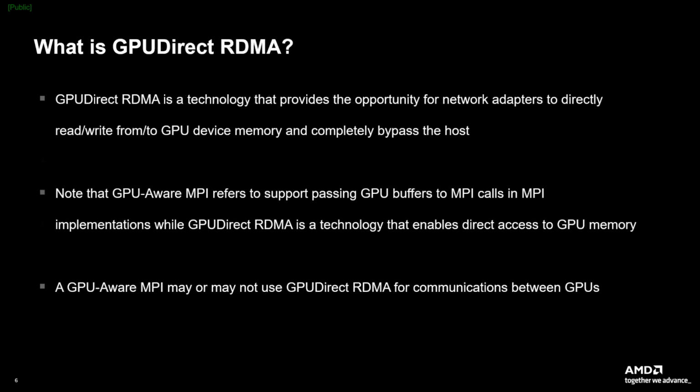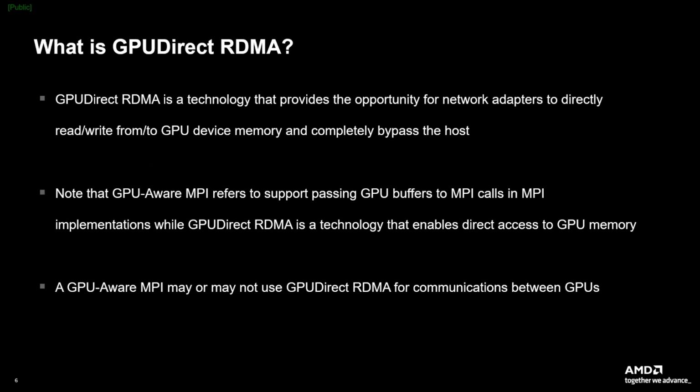What is GPU Direct RDMA? GPU Direct RDMA is a technology that allows network adapters to directly read data from the GPU or write data to the GPU, and this way we can completely bypass the host.